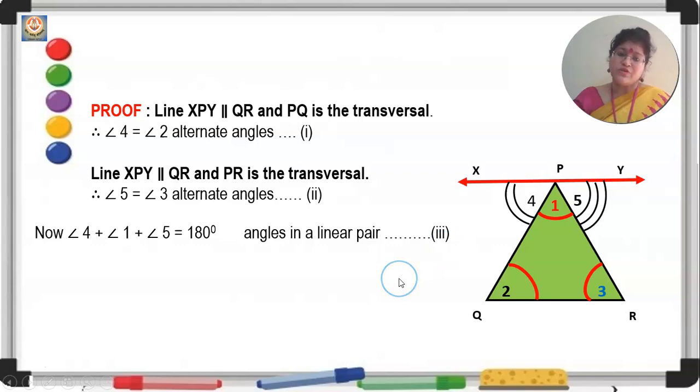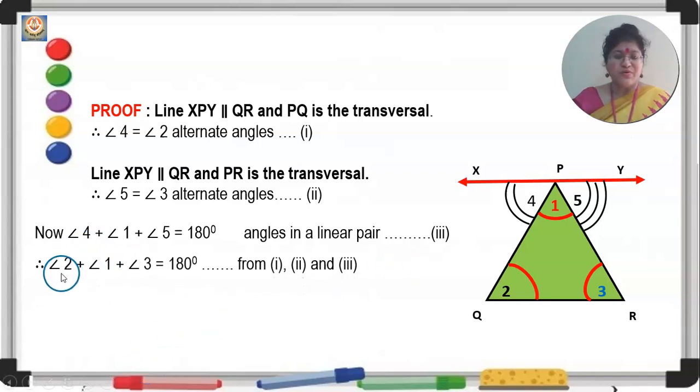Now what is it that you need to prove? You have to prove 1 plus 2 plus 3 is 180 degree, but we have still not proved it. Now look at these three statements. You know that 4 is equal to 2 and you also know that 5 is equal to 3. So in place of 4, I can put 2, and in place of 5, I will put 3. So what we are doing is we are substituting in statement 3. So let us substitute.